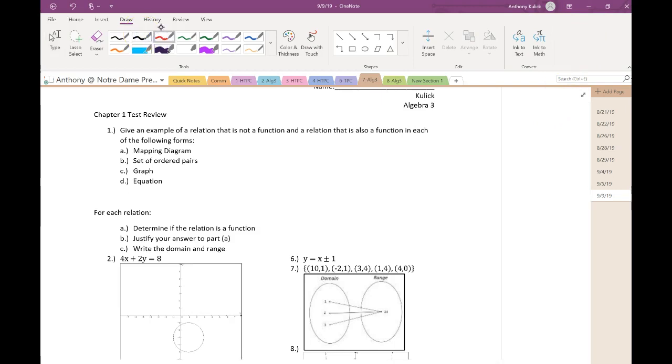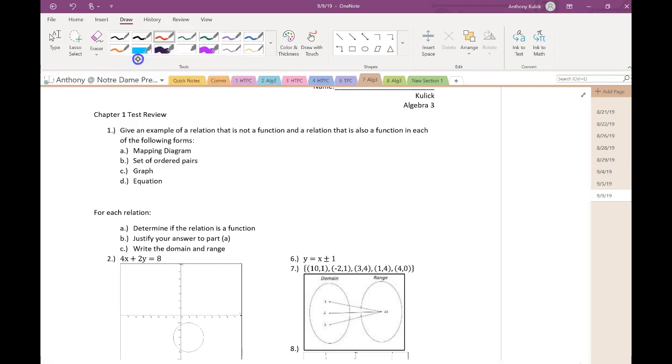Would you prefer to go in order or jump around? Okay, that's fine. So on number 1, it says give an example of a relation that's not a function and a relation that is a function in each of the following forms. So what we want to do is draw a mapping diagram that is a function and a mapping diagram that's not a function. And we're going to do that for each of the 4 types here. Everybody okay with that?